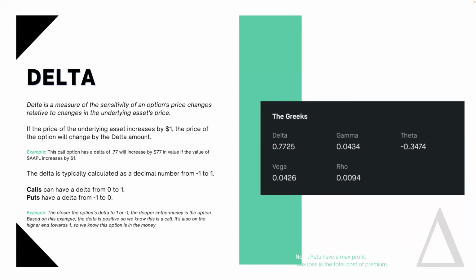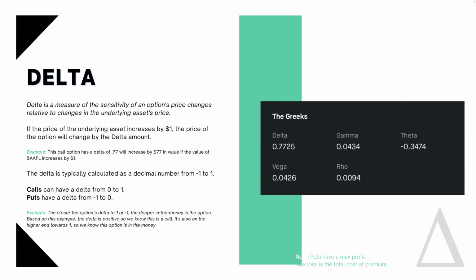So if your stock increases by $1, what happens to your option? It goes deeper in the money, which is a good thing for calls. Puts will have a negative delta. You're not losing money. Your stock is just moving down, and that's okay.